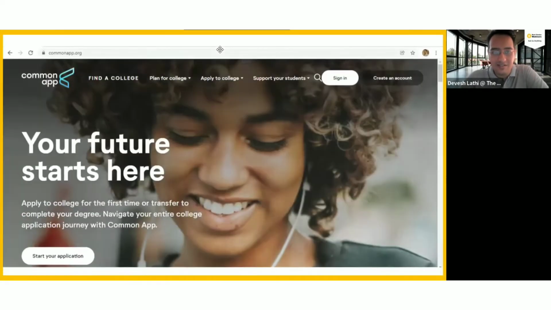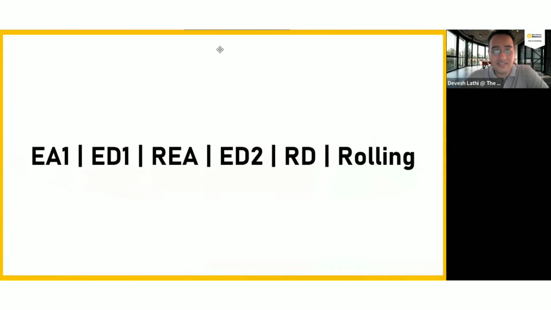CommonApp, again, next is the different types of deadlines. So when you apply to the colleges in the US, there are various different deadlines that you need to be aware of. It can get confusing as you move through the process. I'm not going to go into a lot of details of these different kinds of deadlines, but let me just share a little information about all of them.